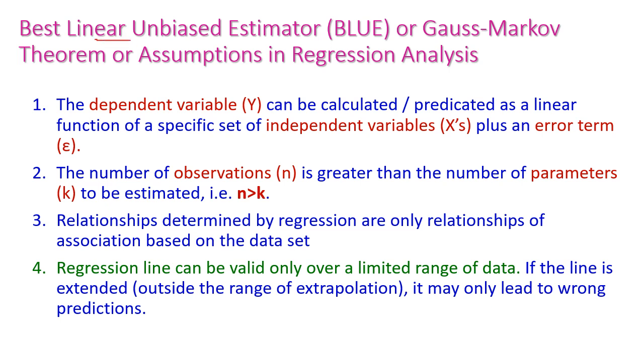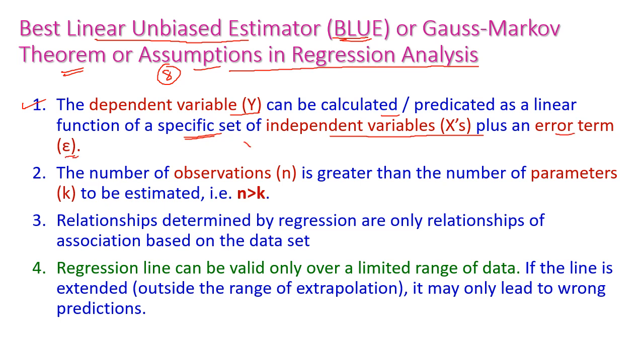Next, let us see the best linear unbiased estimator, BLUE, or Gauss-Markov theorem, or otherwise the assumptions in regression analysis. So totally we have 8 assumptions. The first one is the dependent variable y can be calculated based on a linear function of a specific set of independent variable x plus error term e. That means y equal to f of x plus e. E is nothing but the error term, right?